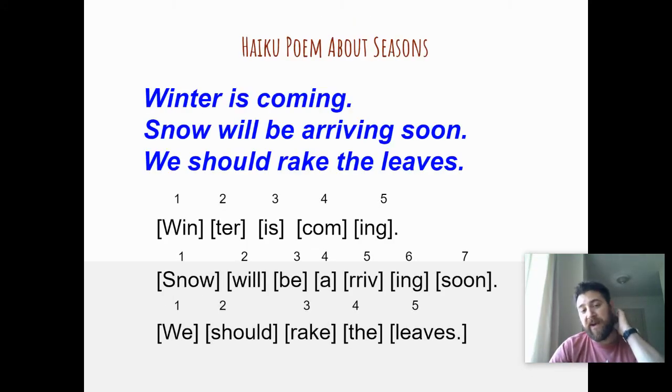So, very simple example of a haiku here. You can see here the first line, winter is coming. That's 5 syllables. Second line, snow will be arriving soon. 7 syllables. Third line, we should rake the leaves. 5 syllables. You can see how the words down here are broken down into their specific syllables.